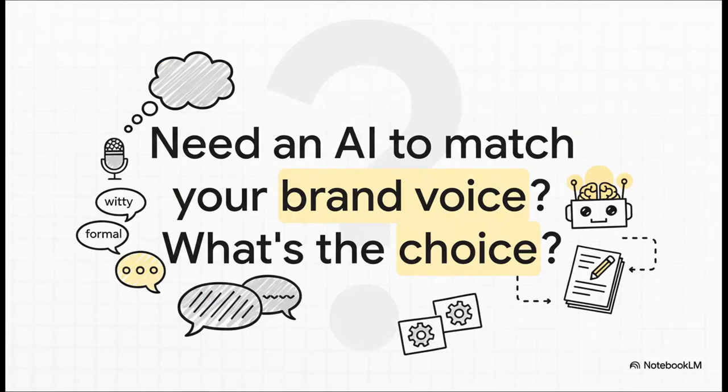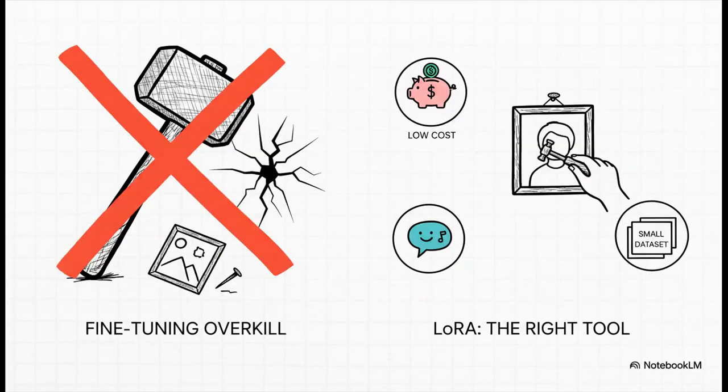Okay, scenario one. This is a classic. Your company has its own unique brand voice. You know, maybe it's kind of witty or super formal or really technical. You need an AI to pump out marketing copy that sounds exactly like your team wrote it. What do? The answer? LoRA.